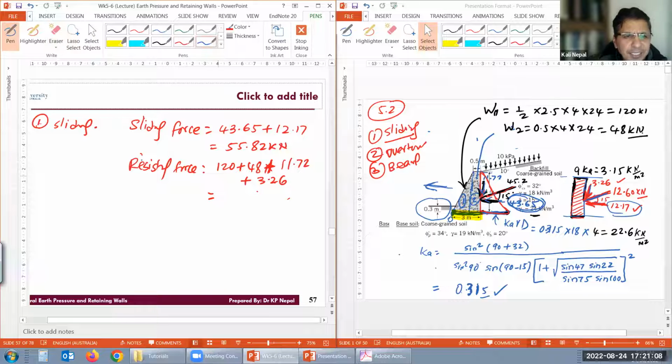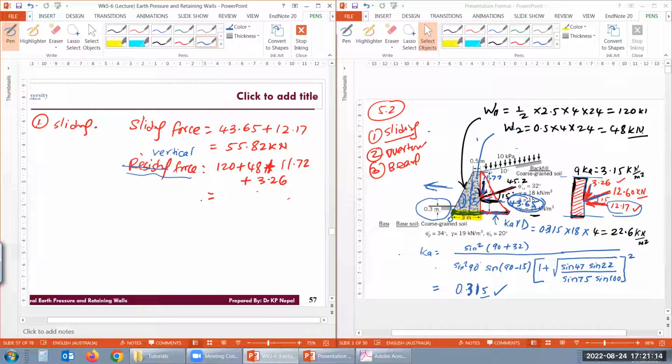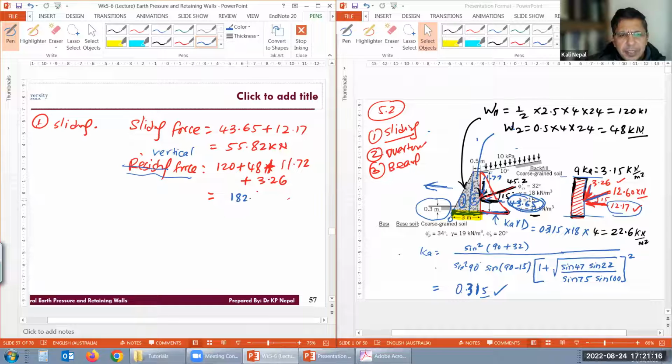How much is the vertical force first? It's not the resisting force, just the vertical first. It's vertical, 182.9. 182.9 kilonewton, right? Now, because that's the vertical, do you remember how the friction works? This is the vertical force, and along this we need to calculate the friction. So just mu V, right? That's what gives the resisting force, the friction force. Mu is just tan phi.